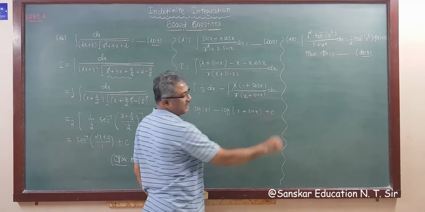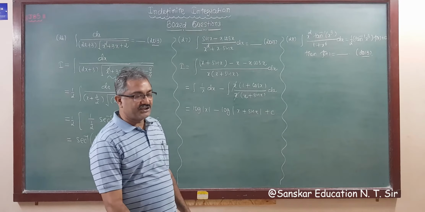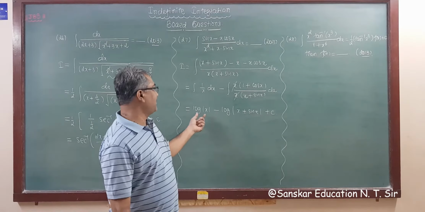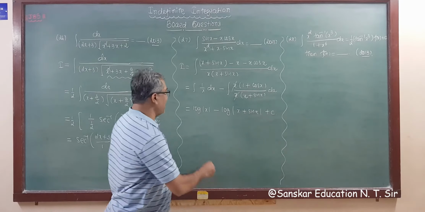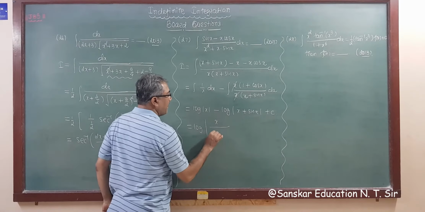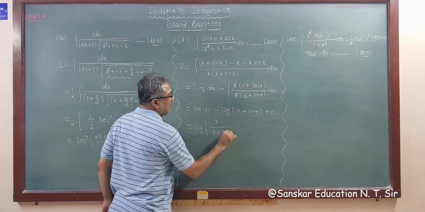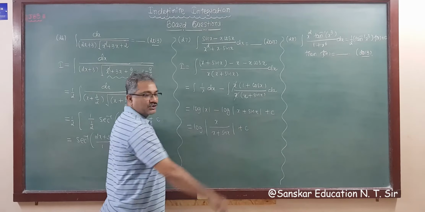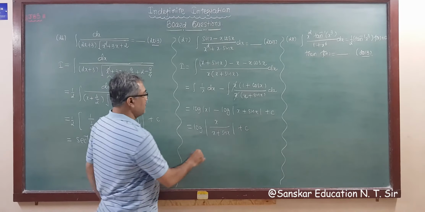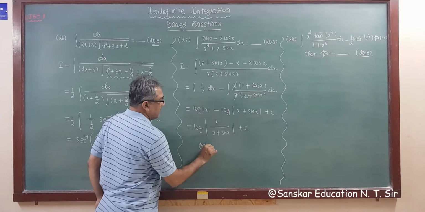So the proper answer of this question is not given in this form, it is given as log a minus log b. So log a upon b, that is log mod x upon x plus sin x plus c. So the proper answer is option number B. So option B is your correct answer.